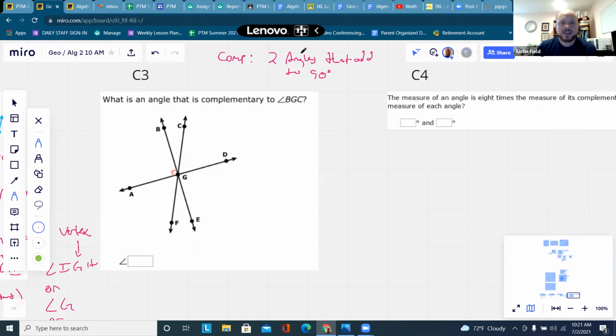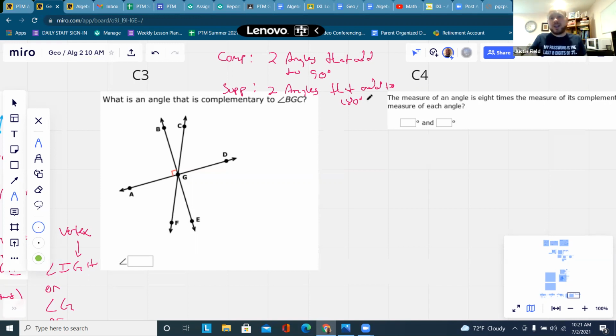And then the second one is supplementary. Two angles that add to 180. Now, when I was a kid, I was really cool, and we used to talk to each other in this special way. We used to say, "What's up?" Right? And we wouldn't just say it, we would like, "What's up?" You know, we thought that we were the coolest kids in the school.